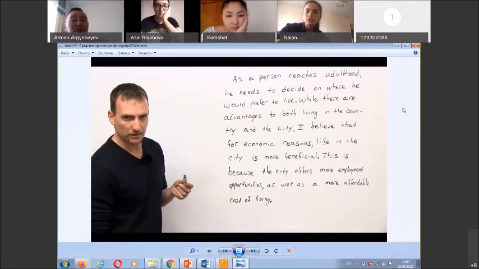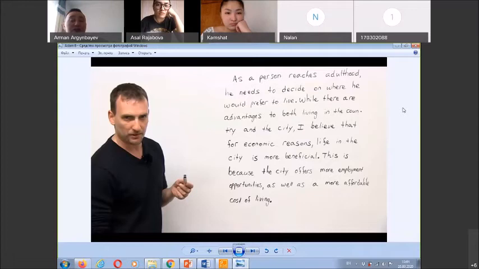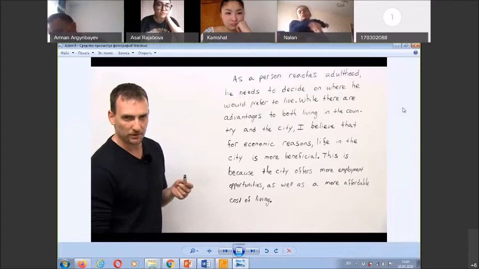Then you can continue with the body, actually defending your own point of view. Like here, Adam thinks that economic living in the city is better. I would continue with the body, explaining why it is better. He made a statement here, like employment opportunities and affordable cost of living. So we could focus on those two points, and maybe add one more. That would be the second paragraph, the body. And the third paragraph would be against. However, or on the other side, and then we should give disadvantages or advantages of living in the country. And in the last paragraph, it will be the conclusion, just summarizing what you have written.